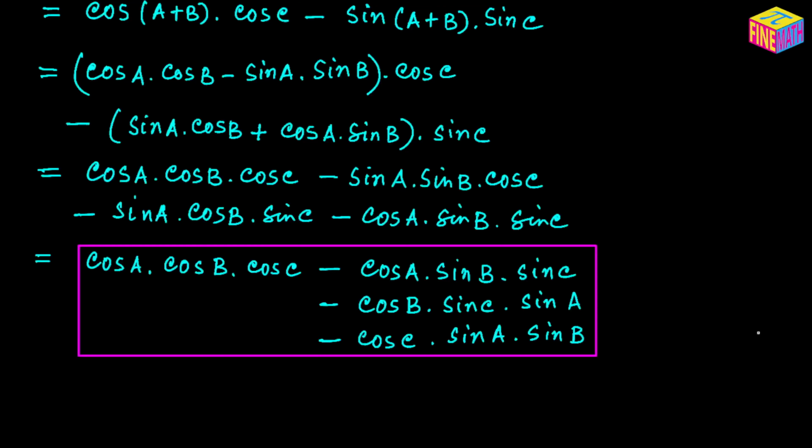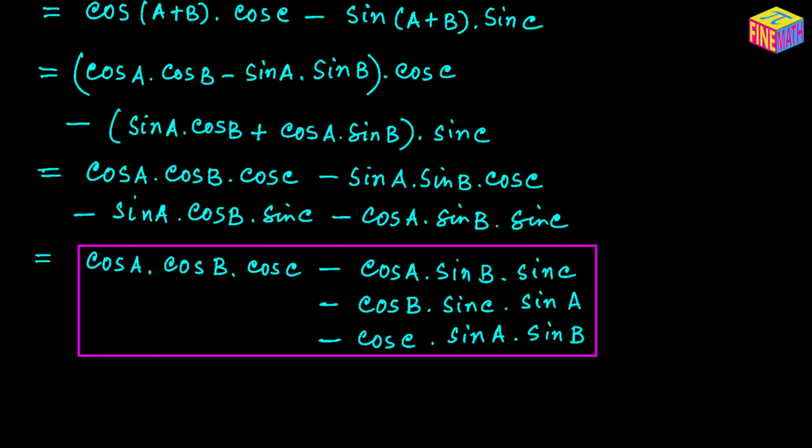And if you see it carefully, you will see that it follows a certain pattern. The first term is a product of all cosine ratios, and the next three terms are also products of some ratios, but the pattern is that the second term is cosine of a multiplied by sine of b and sine of c, minus the third term is cosine of b times sine of c times sine of a, and then the last one is cosine of c times sine of a times sine of b.